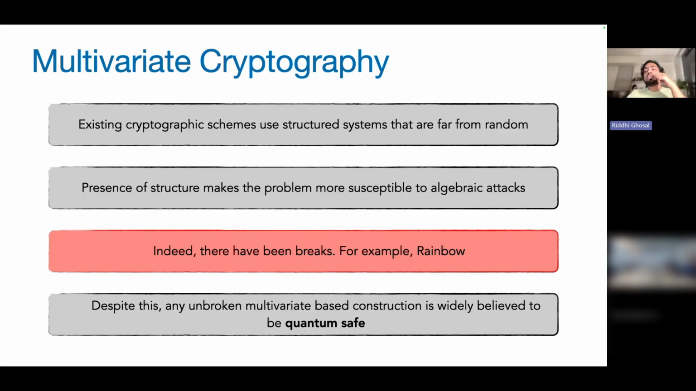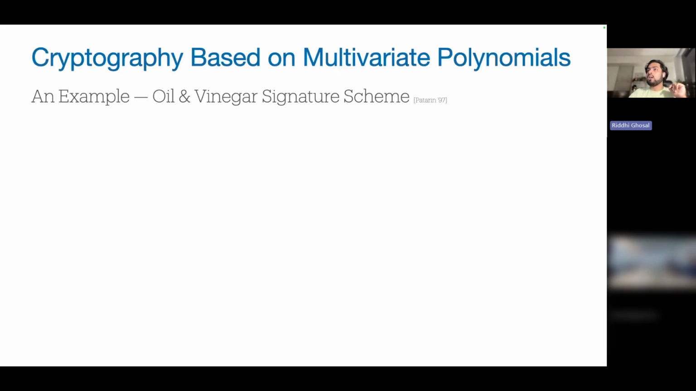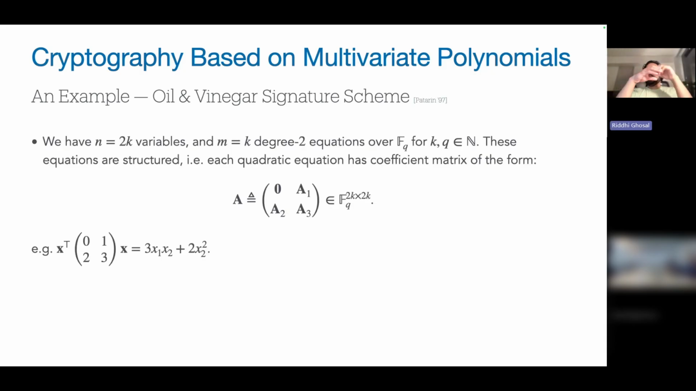So to give some flavor and context into what sort of polynomials we are looking at when I call a structured system, I'll just give you a very brief overview of a very popular construction based on multivariate cryptography. This is called the oil and vinegar scheme. It's a signature scheme that was proposed, I think, in the late 90s. And this is actually one of the currently unbroken signature schemes out there that is fairly well known. And what does this look like?